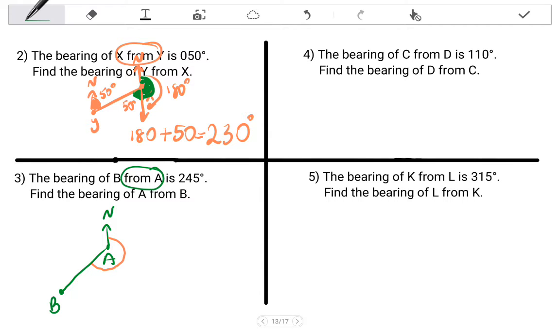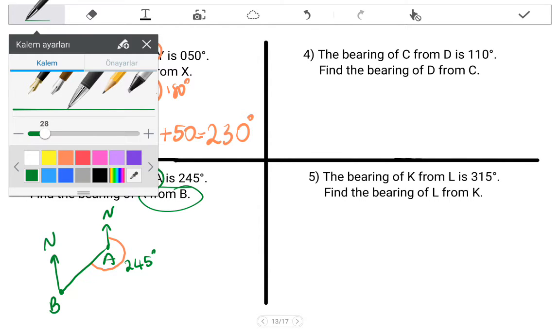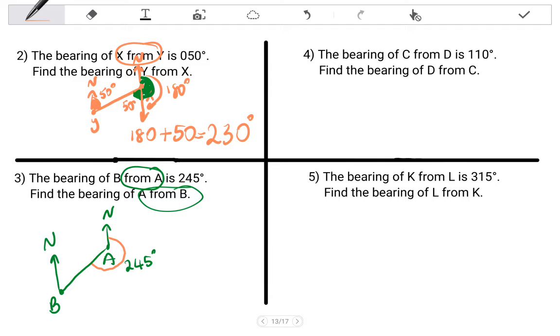This is 245 degrees. And what is wanted? The bearing of a from b is wanted. Then I am going to put north on top of b. And what is the wanted angle? In the clockwise direction from the north until the line AB is the angle wanted. So here it is wanted.